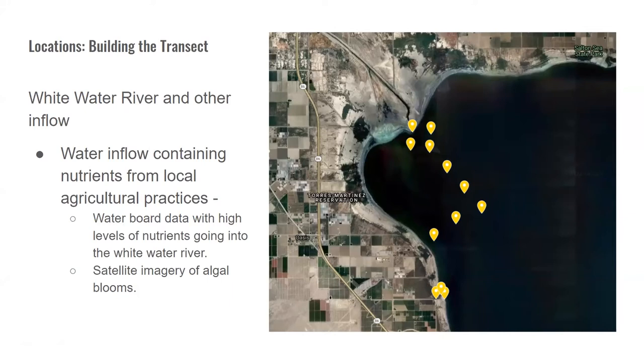We can predict that there's going to be some nutrient concentration due to fertilizers or crops such as date palms. Then we also have, moving off the shore and then up, the Whitewater River. The Whitewater River is an inflow of water containing nutrients from local agricultural practices. And then waterborne data with high levels of nutrients. There are high level nutrients going into the Whitewater River.